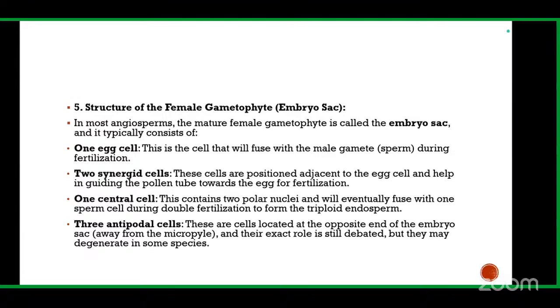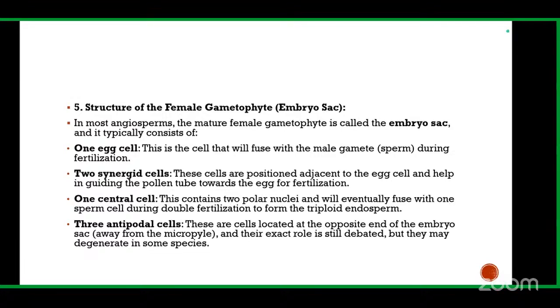Next, there will be 1 central cell. This contains 2 polar nuclei and will eventually fuse with 1 sperm cell during double fertilization to form the triploid endosperm. So this 1 central cell has 2 polar nuclei, and it will fuse with 1 sperm cell during double fertilization to form the triploid endosperm. So the egg cell will fuse with one male gamete, and the central cell will fuse with the second male gamete. That's why it is called double fertilization.